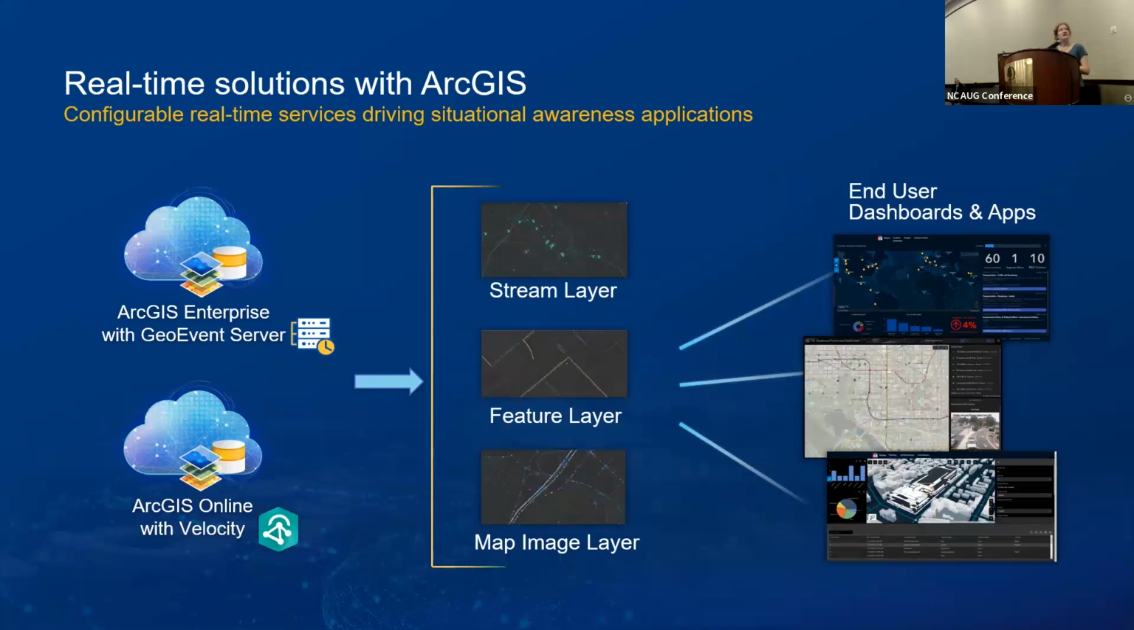In many ways, we think of GeoEvent and Velocity as these underlying real-time engines, if you will. They're often not necessarily at the forefront. What they do is they run, they automate, and they produce data into layers. And then those layers are typically what you're serving out and making available to your stakeholders and to your users for situational awareness.